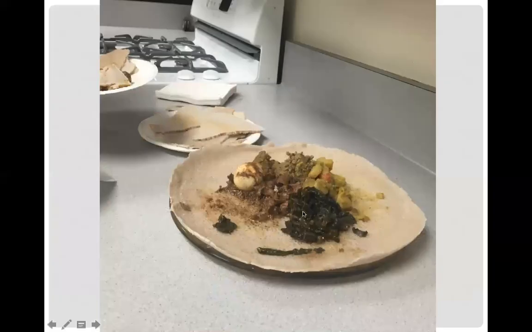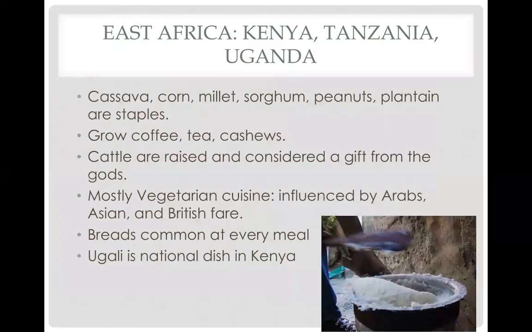This is just another picture of the bread. Here it's being used kind of as a serving plate, and here's the wedges of it that can be used for scooping up the food. Kenya, Tanzania, and Uganda. So again, you see some of the very similar staple crops, very starchy crops, beans, nuts, cassava, corn, millet, and plantains.